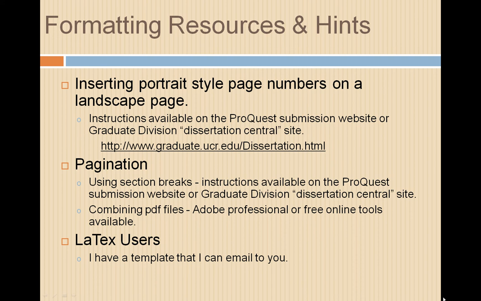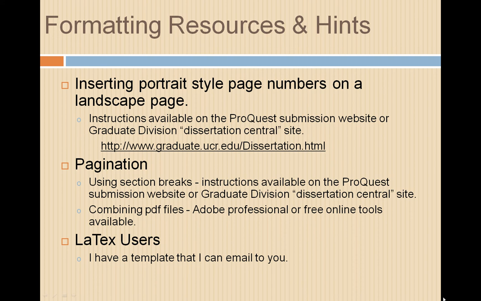Pagination. So we talked earlier about the 3 different areas of the pagination. The first 3 pages with no page numbers printed on the bottom, the preliminary pages with lowercase Roman numerals printed, and the rest of the document body with Arabic numerals. So getting those 3 areas into one PDF can be challenging, so there's 2 ways that we recommend to do that. The first way to do it in Word is to use section breaks. And on our website and the ProQuest site, there's some hints on how to do that.